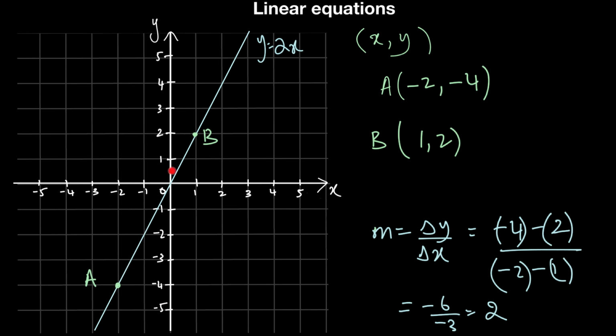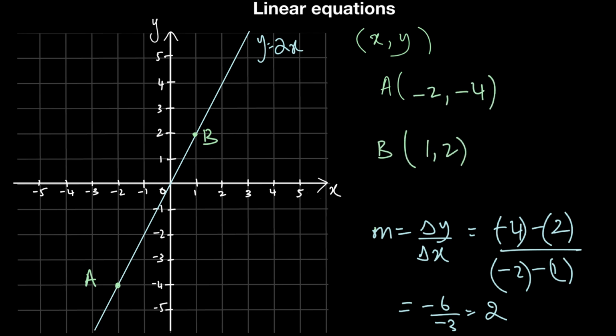If I take any 2 points on this line, it doesn't matter where I start or where I end, if I measure the change in y over the change in x, it should always give me a constant value, and that value will be equal to the slope.